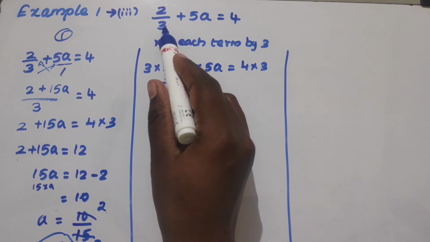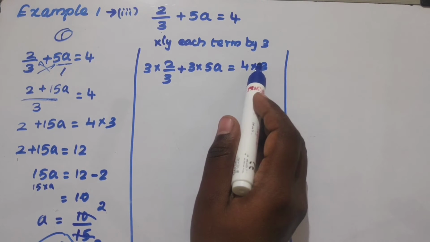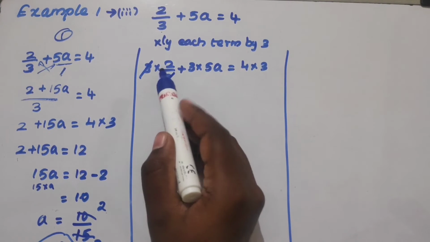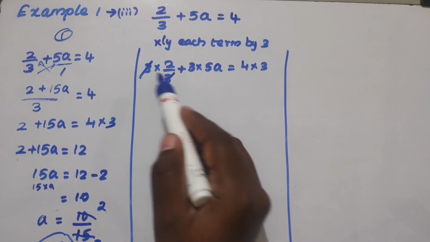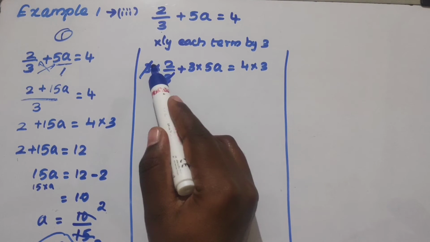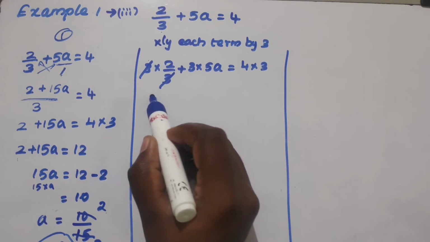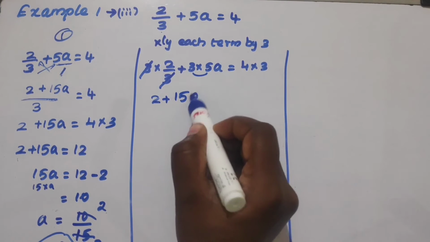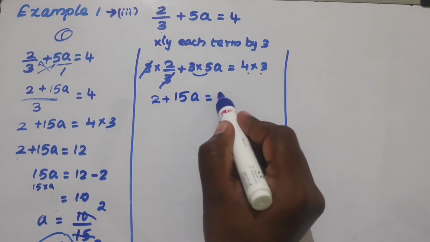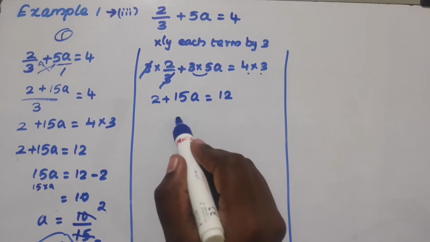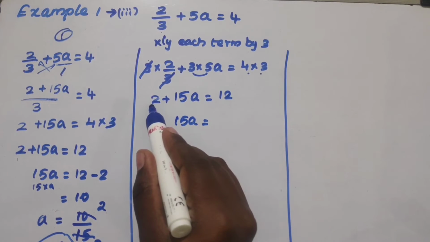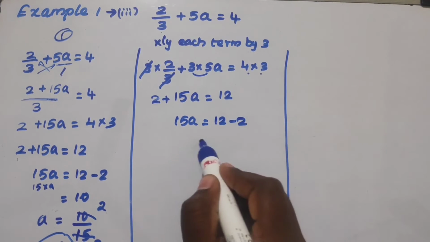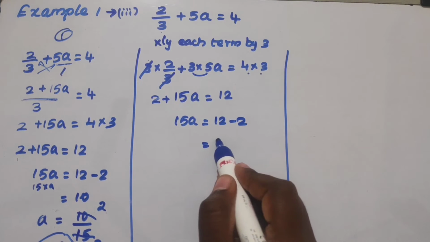Here the denominator is 3, therefore we are multiplying each and every term by 3. This 3 and this 3 get cancelled because here it is in multiplication. The remaining term is 1 into 2, it is 2, plus 5 3s are 15a, equal to 4 3s are 12. Then 15a equal to, this 2 comes to the equal to side, it will become minus 2. 12 minus 2, it is 10.